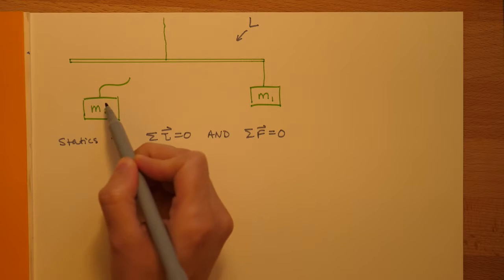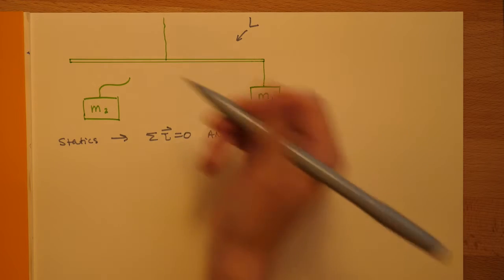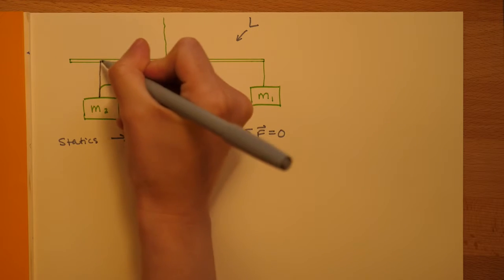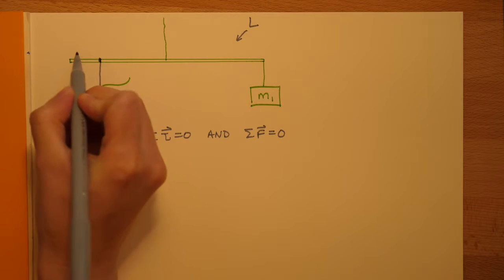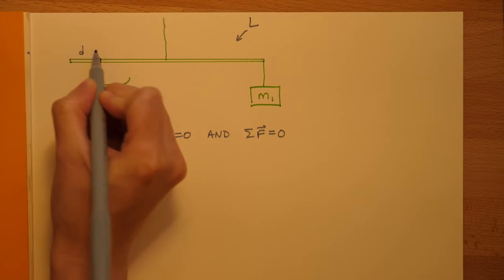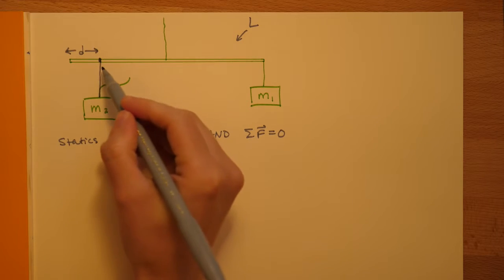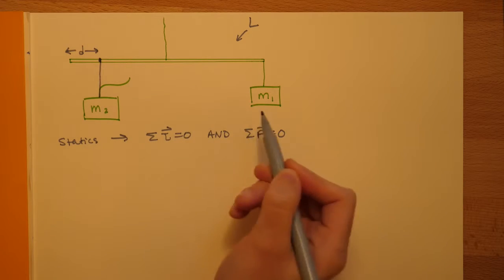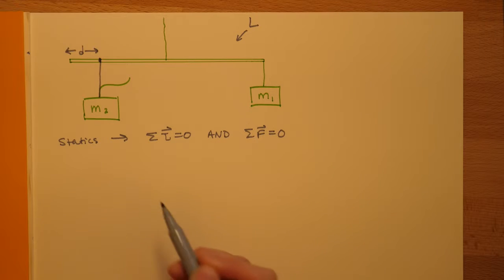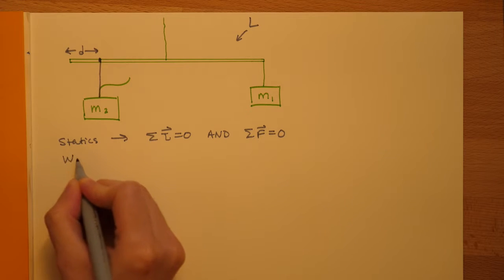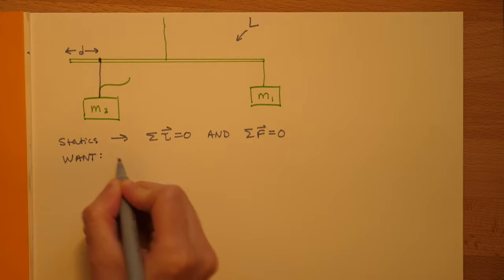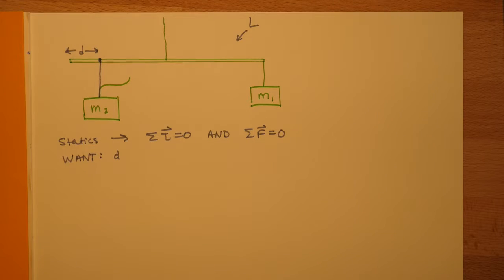Okay, so let's just attach M2 at a point. Let's attach it here, and let's call this distance D. So D is what we're looking for. We want to know where we should attach this mass so that this balances. We can solve for that in terms of L and the two masses and relevant physical constants.